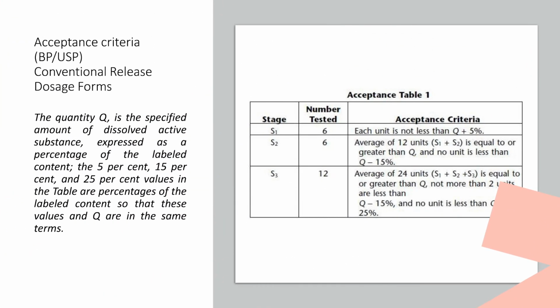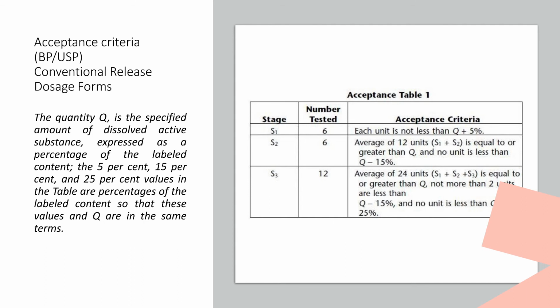Now, this was for the Indian pharmacopoeia. How is it different for the British pharmacopoeia? Again, Q is the specified amount of dissolved active substance, expressed as a percentage of the labeled content. The 5%, 15%, and 25% values in the table are percentages of the labeled content, so that these values and Q are in the same terms.